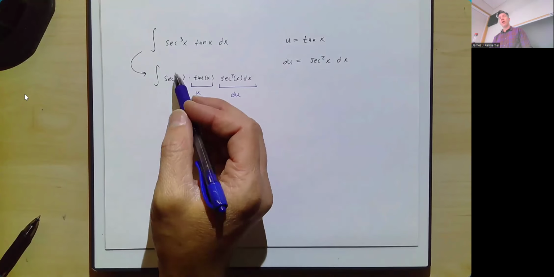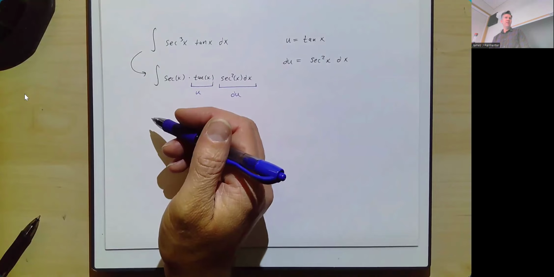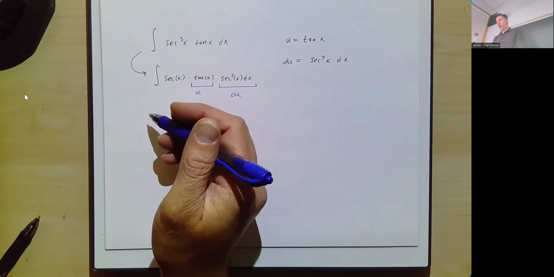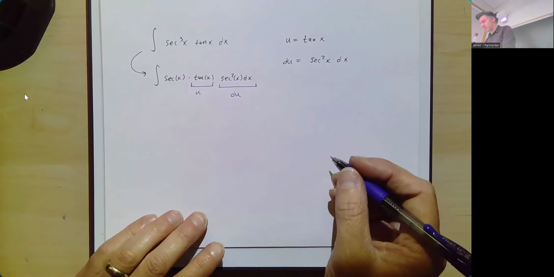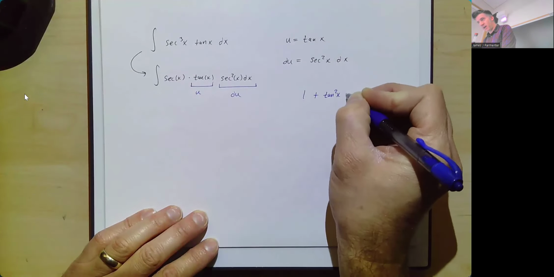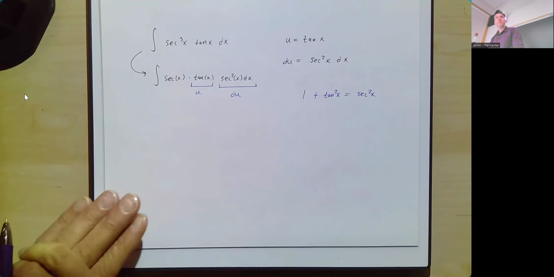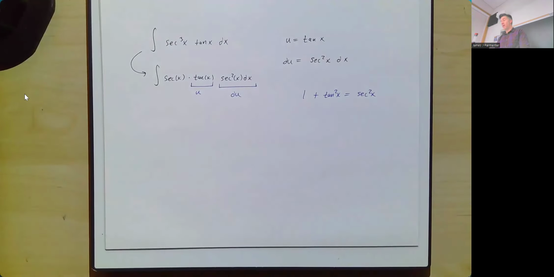Because if I had secant squared left over, there's a trig identity for secant squared. Oh, have we learned this trig identity? It's my favorite. You've probably heard me say it before if you've ever been in one of my classes. I tan and get sexy. 1 plus tangent squared x equals secant squared x.